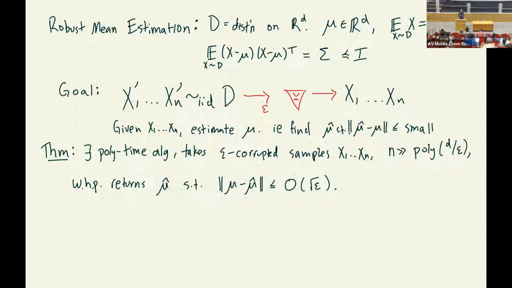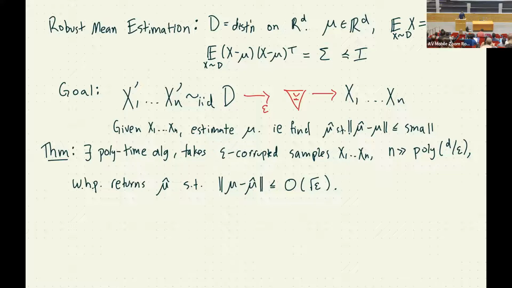I'm not going to construct those distributions for you. It's actually not hard to do, but I want to focus on the algorithm design. But this is to say that this theorem is optimal up to the constant in front of the big O. Questions about this theorem statement? Okay.